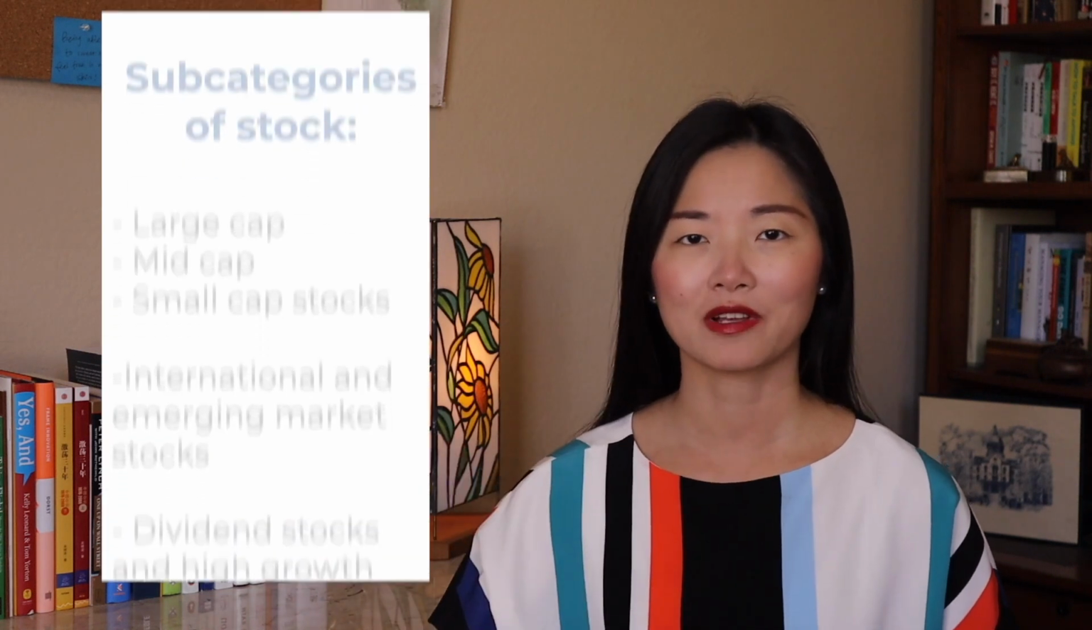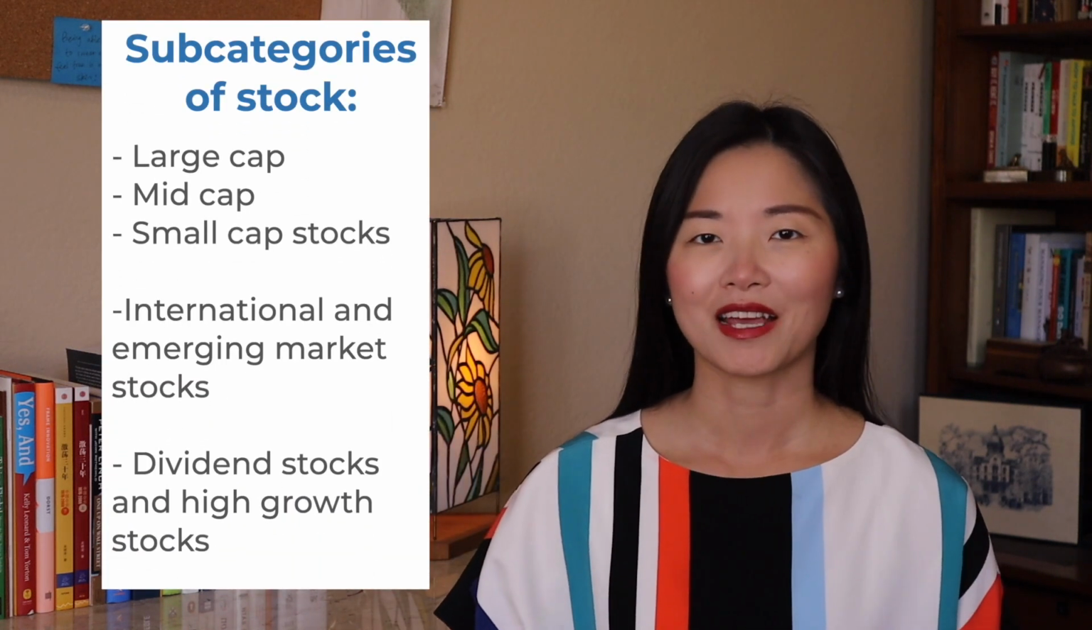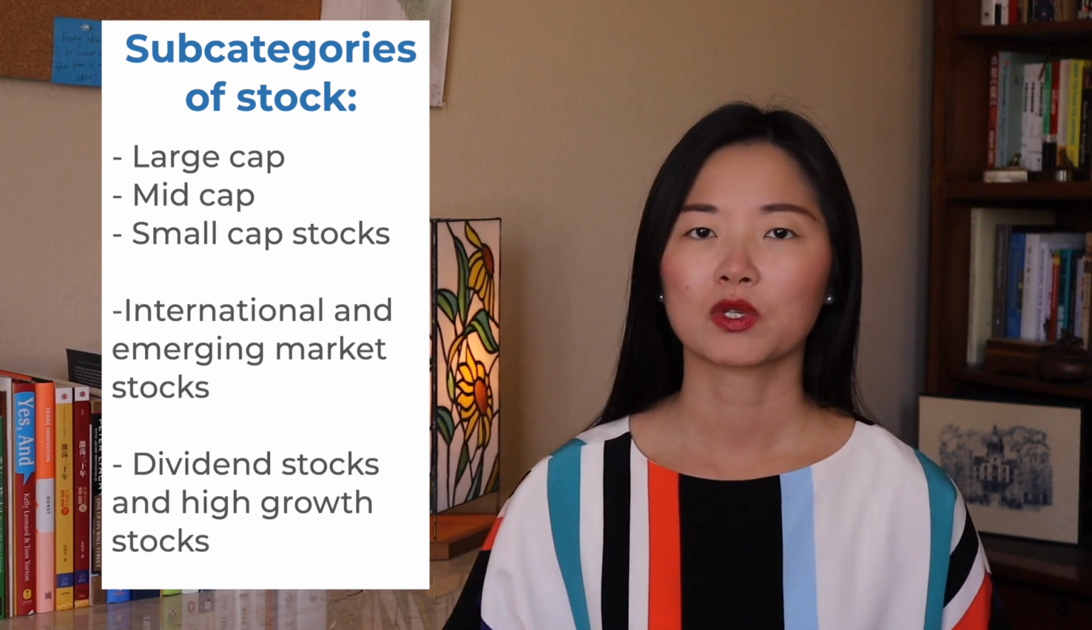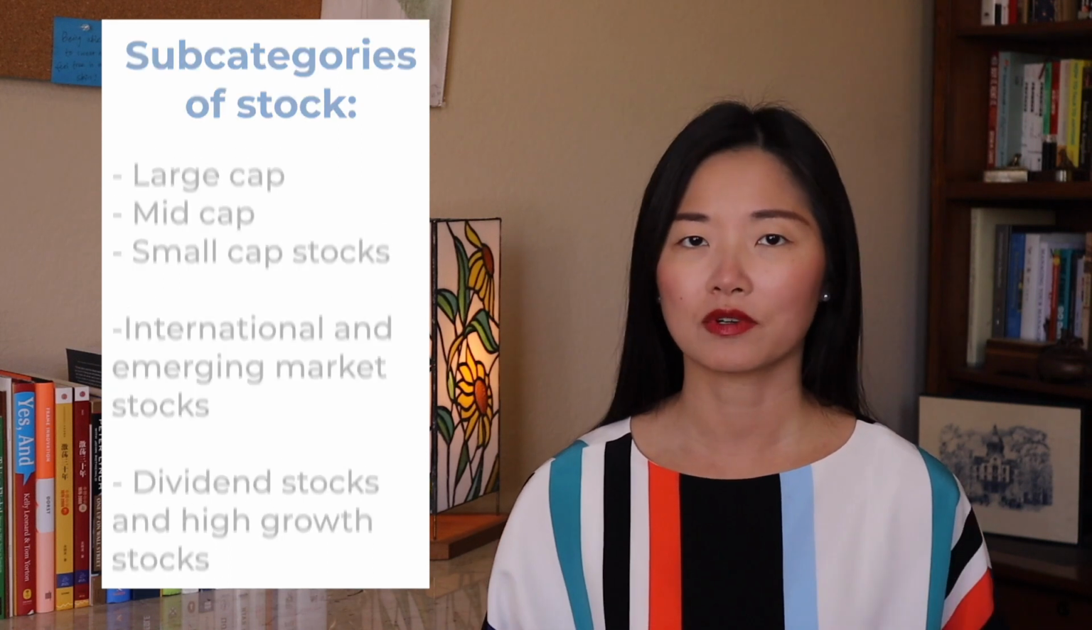Stocks can be further divided into subcategories such as large cap, mid cap, and small cap stocks, as well as international and emerging market stocks. There's also a distinction between dividend stocks and high growth stocks. The rule of thumb is that the smaller the company and the less the dividend payout, the higher the risk or volatility. However, they may also provide higher returns.